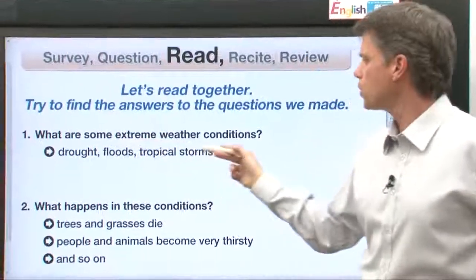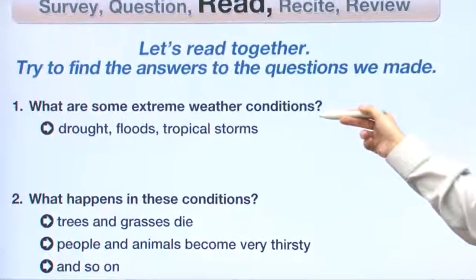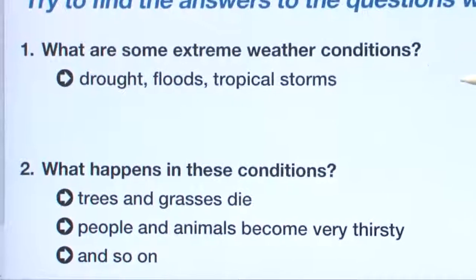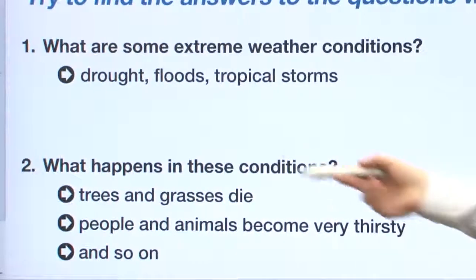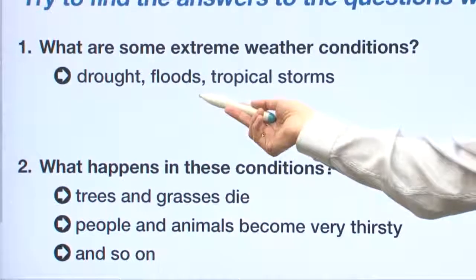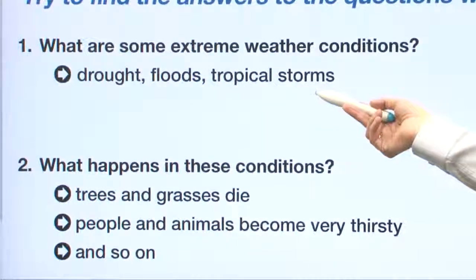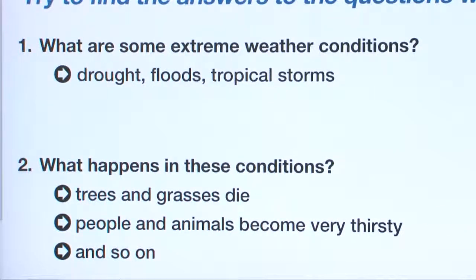And one question I wrote was, what are some extreme weather conditions? The answer: drought, floods, tropical storms. Those are some extreme weather conditions, and they cause a lot of problems. So now that's good. And maybe there's some more that you can add sometimes, all right? But in this story, there's 3.